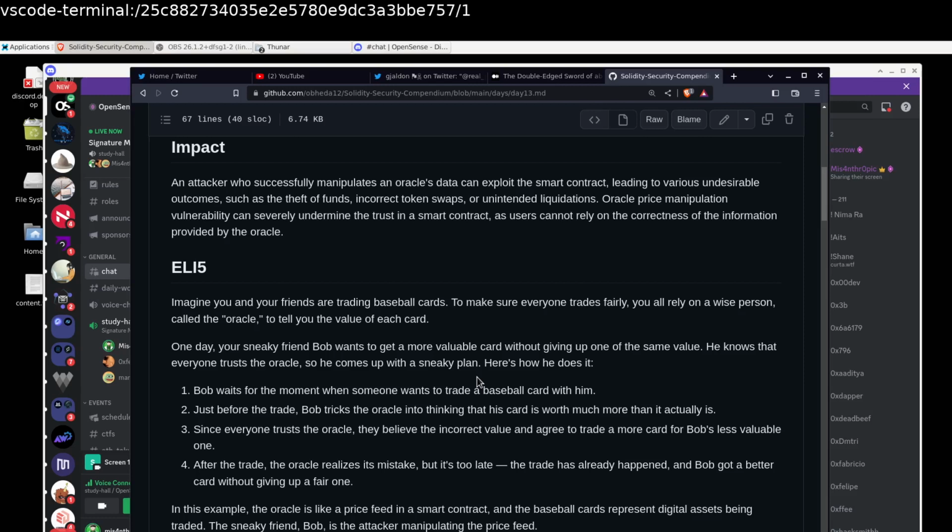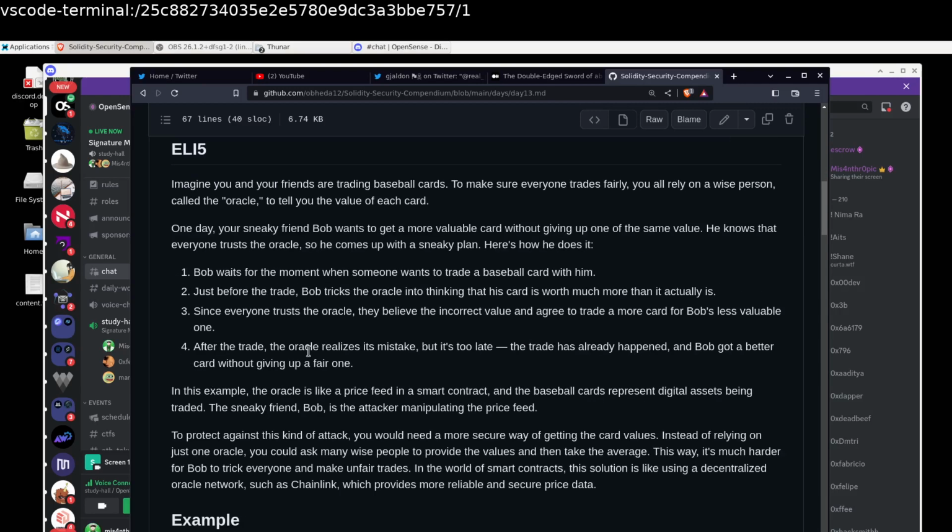Oracle price manipulation vulnerability can severely undermine the trust in a smart contract, and users cannot rely on the correctness of the information provided by the oracle. So let's go for the explanation.